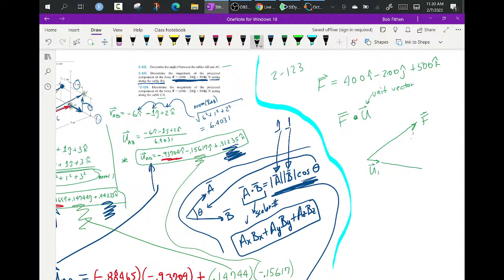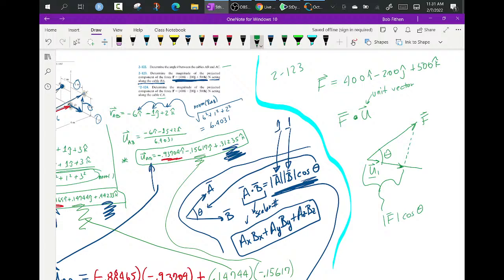Well, what you're trying to do is come up with the component of F in that direction. If this is the angle between it and that's the unit vector, lo and behold, that length is nothing more than the length of F times cosine of theta. That's theta. So, in essence, you take the dot product.